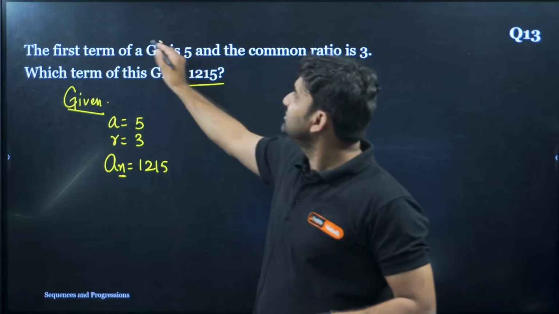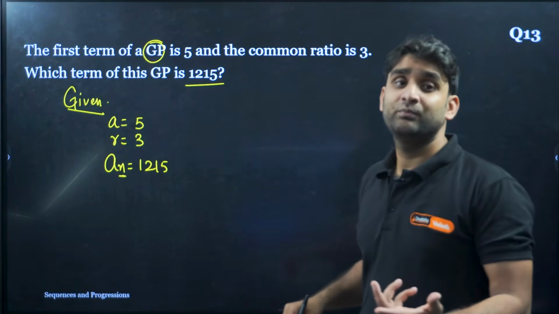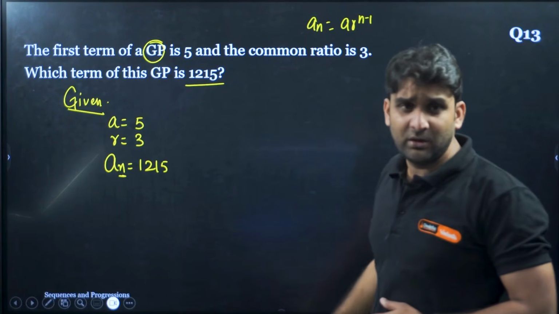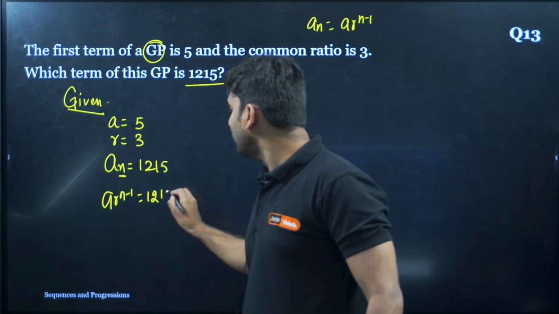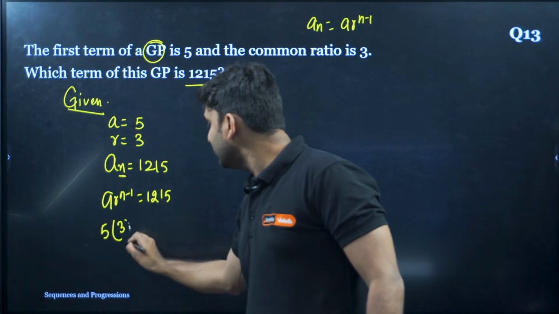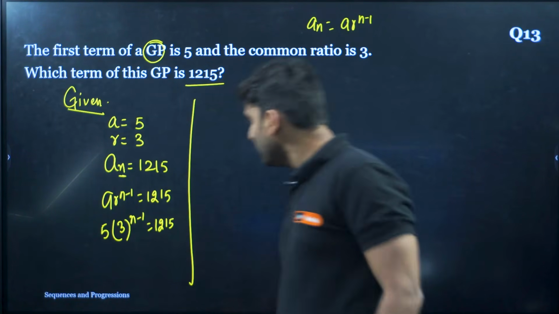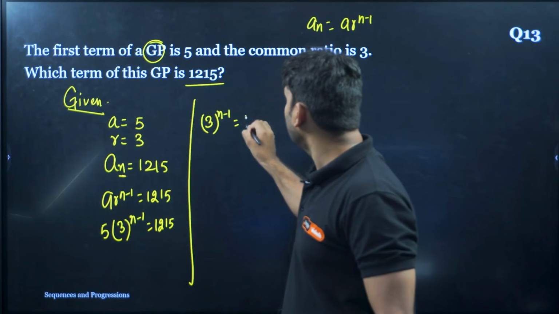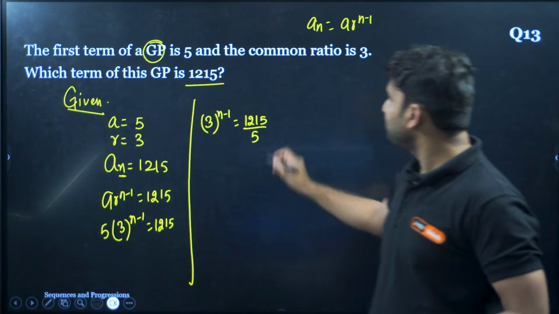So my dear, if this is GP, do we have a formula for AN in GP? Yes, we have. If you remember, AN is equal to A into R to power n minus 1. This is the formula. So let's put here A into R to power n minus 1 is equal to 1215. Where is A? A is 5. Where is R? R is 3. 5 into 3 to power n minus 1 is equal to 1215. Now 5 will go this side, so 3 to power n minus 1 is equal to 1215 divided by 5.